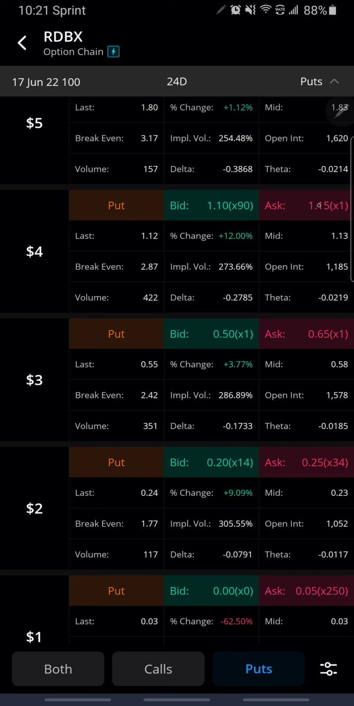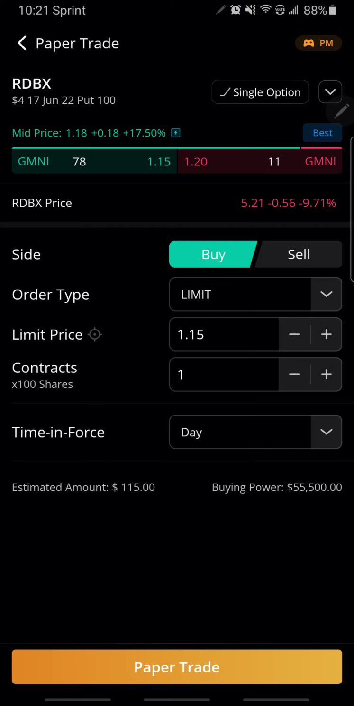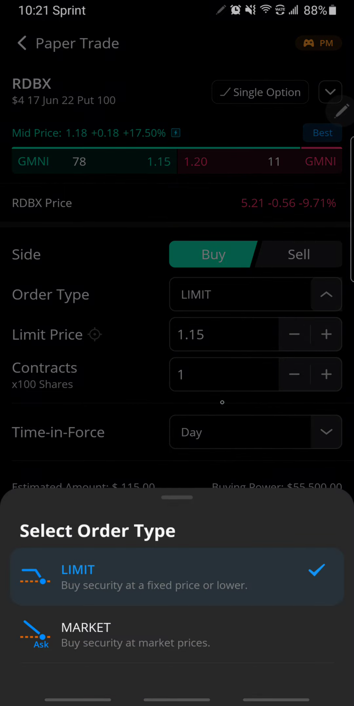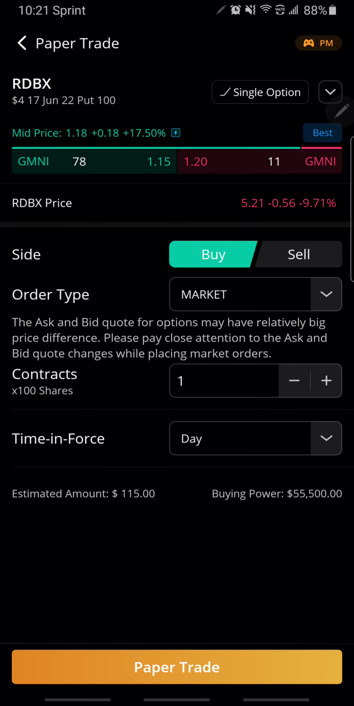I'm going to click on the ask price. When you click on the ask price on the option chain, this is what comes up. And here you can see the difference, right? At the bottom, it says paper trade. So in here, this is my ordering ticket. I'm just going to say, hey, I want to buy them at the market price. The current bid is $1.15, and the current ask for these options on RDBX. That's what we are paper trading here on the Webull app, and then we are going to say buy.